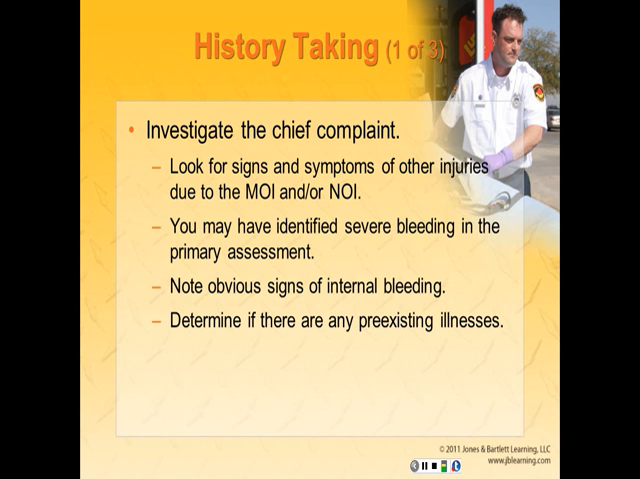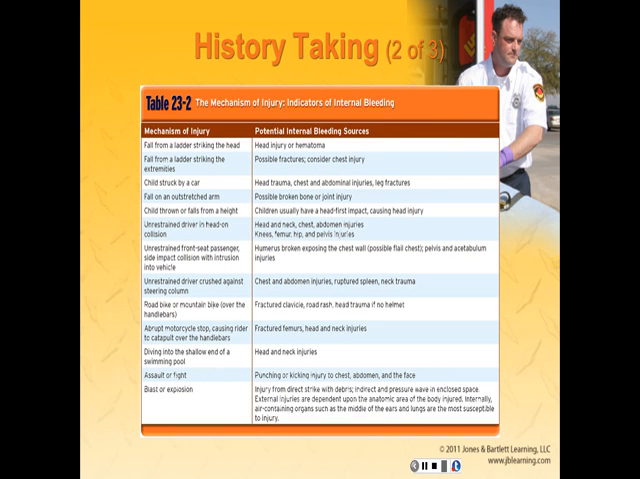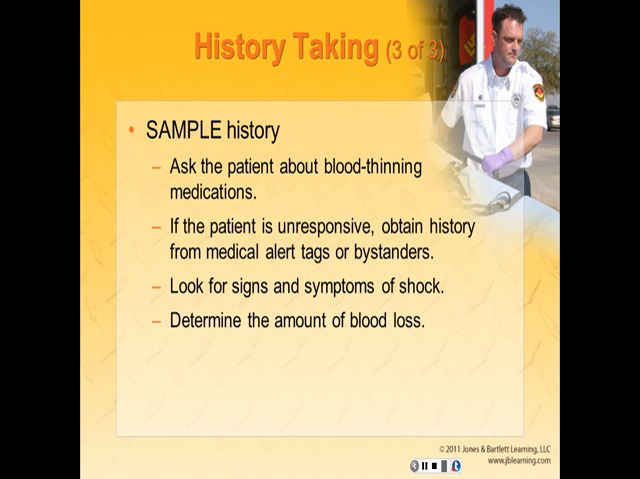In a responsive trauma patient who has an isolated injury with a limited mechanism, consider a focused assessment before assessing vital signs and obtaining a history. Assess the entire patient, looking for fractures and other problems, and determine if there are any pre-existing illnesses. Here you can see mechanism of injury indicators of internal bleeding. Please review these. This is a great study guide for you.